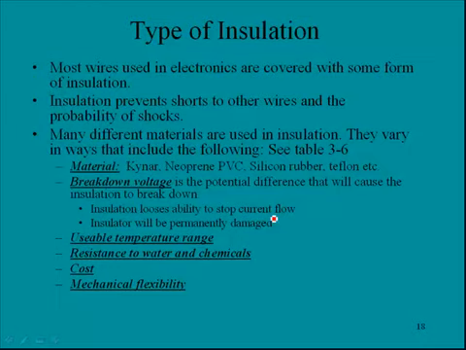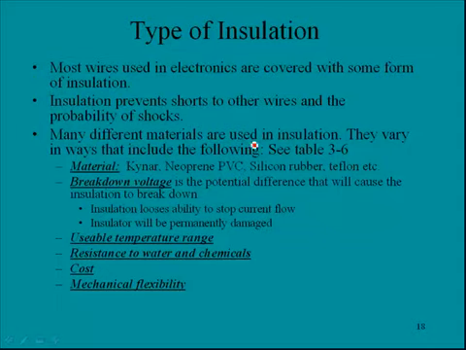Types of insulation. Most wires used in electronics are covered with some form of insulation. And in your textbook, Table 3-6 provides some information about insulation. Insulation prevents shorts to other wires and the probability of shocks. Okay, so the purpose of insulation is to prevent the shorting to other wires and to prevent the user from getting shocked when he touches the outside surface of the wire.